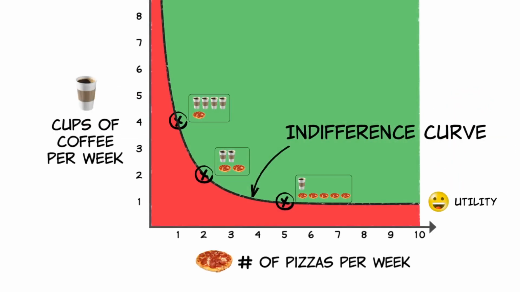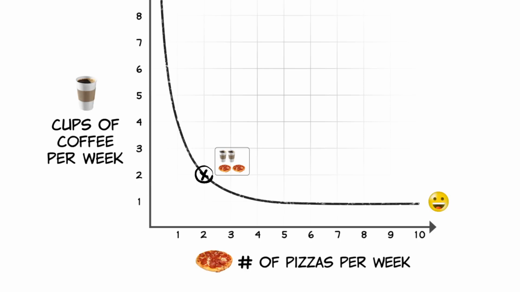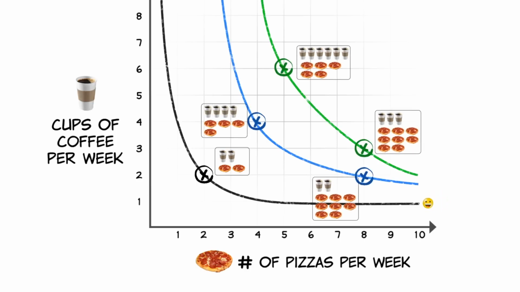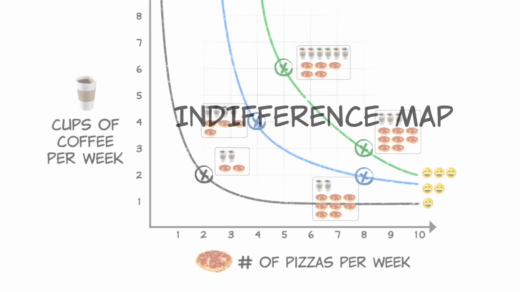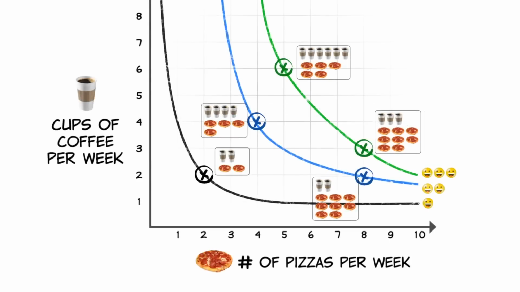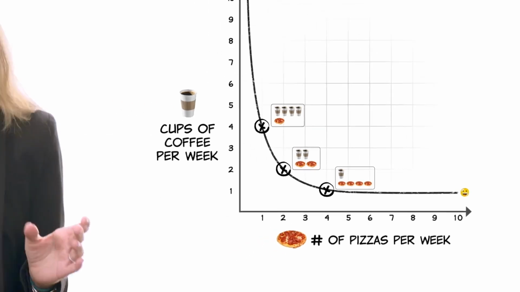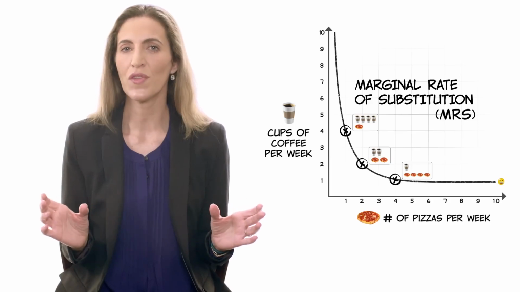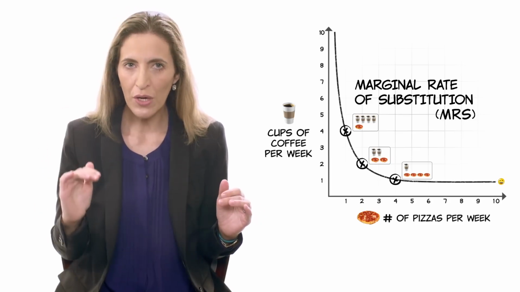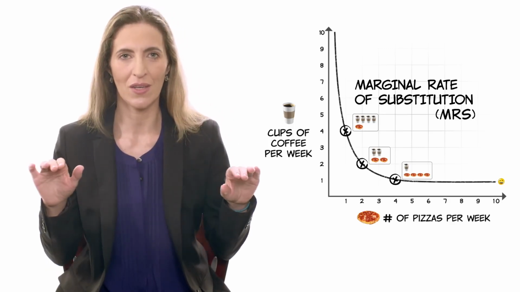Just like we drew the indifference curve for that first combination of goods, 2 pizzas and 2 cups of coffee, we could draw several other curves, each of which representing different levels of utility. This would be your indifference map. Notice, your indifference curve isn't a straight line. That's because its slope changes as you move between different combinations of goods. The slope of the indifference curve is called the marginal rate of substitution, and it measures the rate at which you are willing to forego cups of coffee in order to get 1 more pizza, while keeping your utility constant.